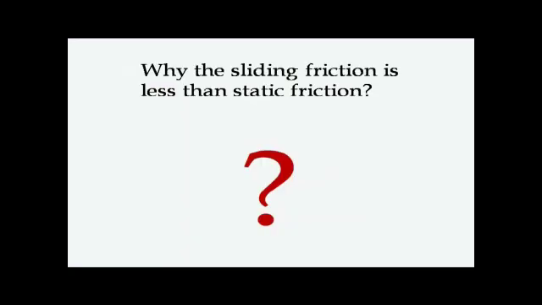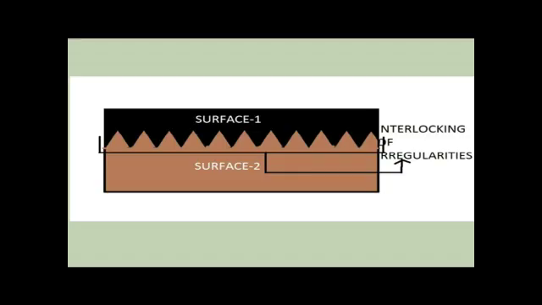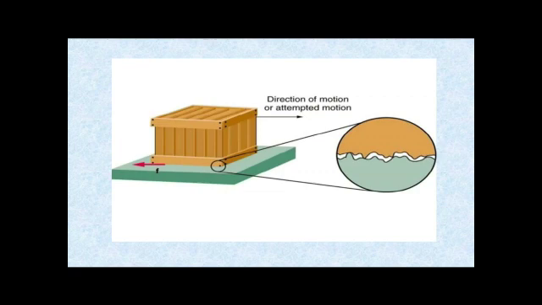Why is the sliding friction less than static friction? When the irregularities present in the surfaces of two objects in contact get interlocked with each other, friction comes into play. The time given in sliding for interlocking is very small. Thus, interlocking is not strong. Therefore, less force is required to overcome the interlocking. Due to this, sliding friction is less than static friction.